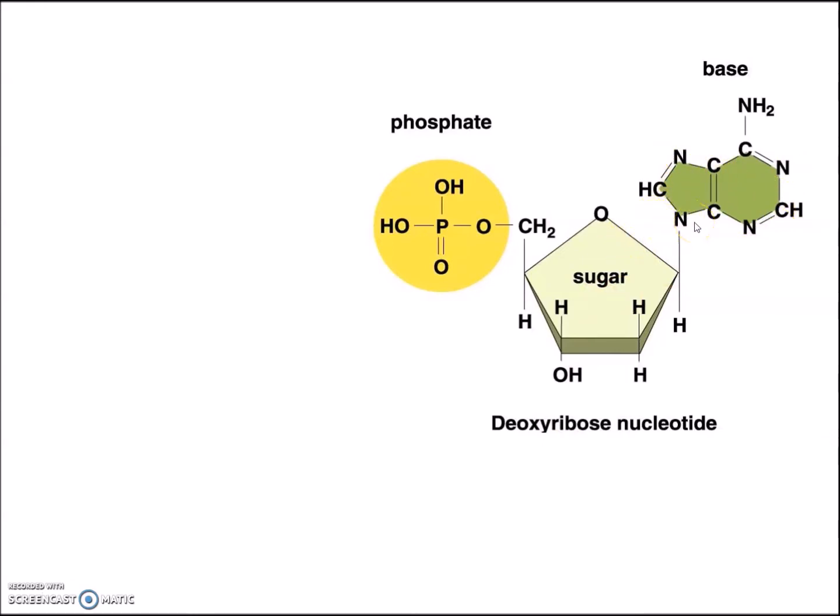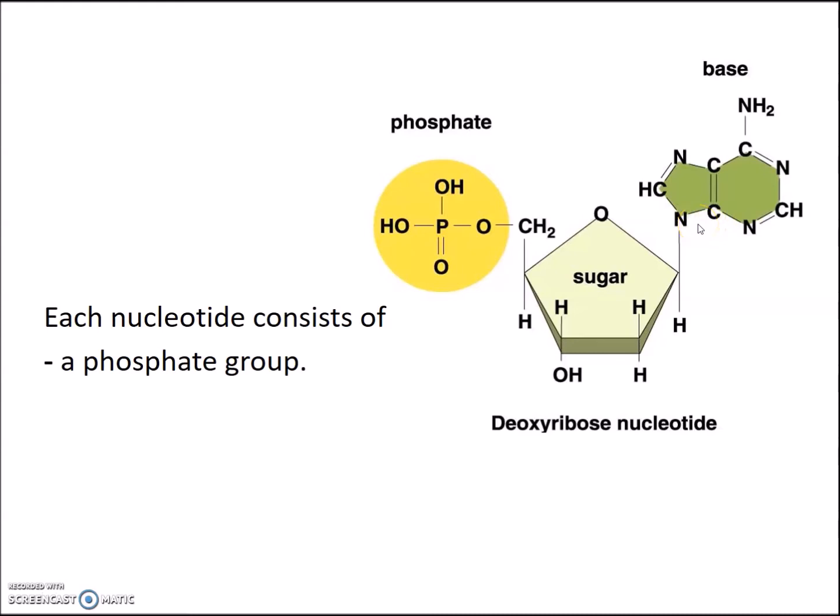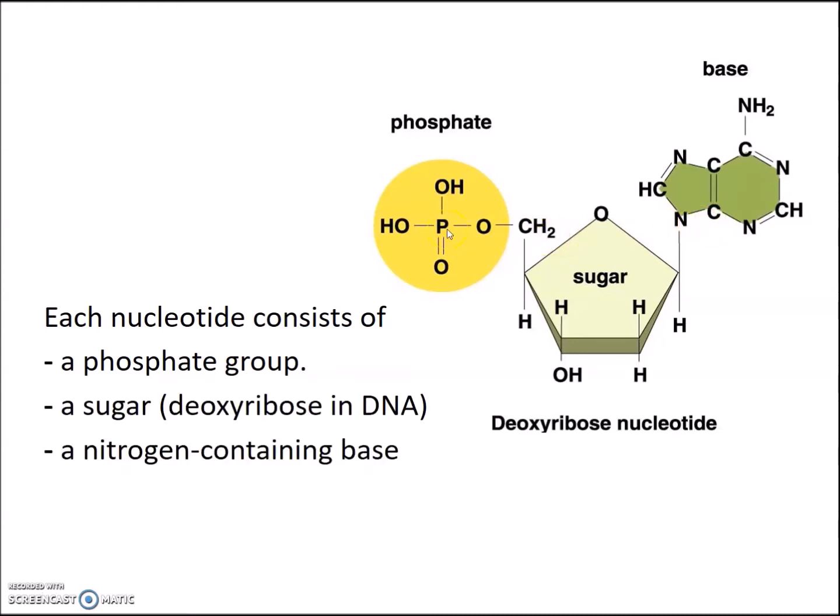Do you need to memorize this structure? No, not at all. But I do want you to know that a nucleotide contains a sugar, a nitrogenous base, and a phosphate group. So that's the key points in our notes here. Each nucleotide has a phosphate, a sugar, and a nitrogen-containing base. Now, let's take a look a little more closely at those nitrogen-containing bases.